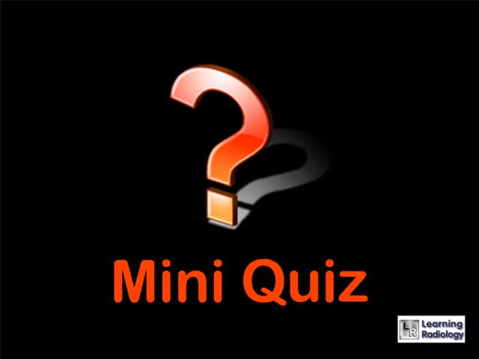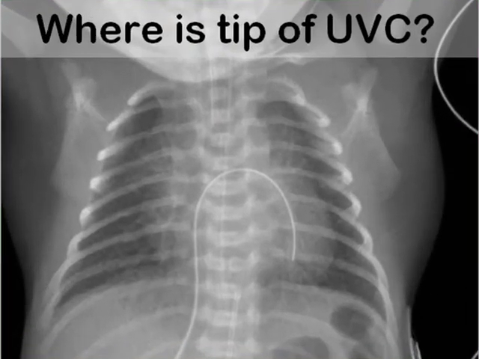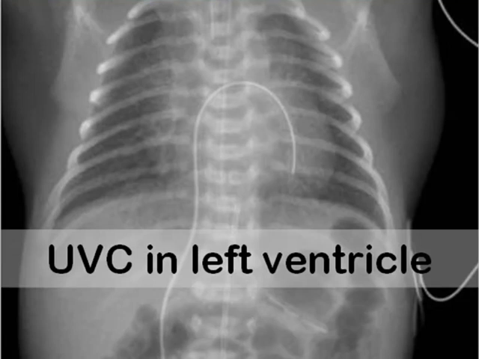It's time for the mini quiz. Get ready to pause your computer or MP3 player. Where is the tip of this umbilical venous catheter? Well, the catheter extends up the vena cava into the right atrium, across the interatrial septum, into the left atrium, and then winds up in the left ventricle.